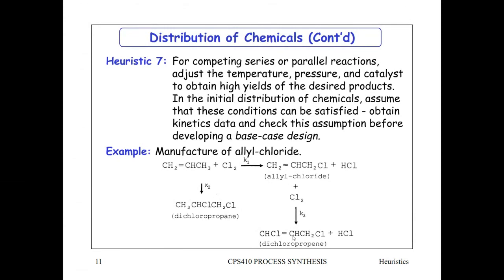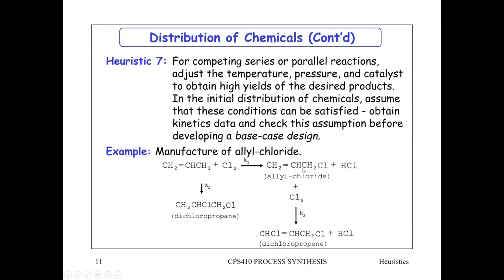But now in your process, you've got to recycle and you don't have quite the same initial distribution of chemicals. In other words, the feed composition is different in your base case design. Then you're going to get different results, and it may not be that these Ks are still valid. That's why they say, assume that these conditions can be satisfied. In other words, this new composition of chemicals coming into the reaction: obtain kinetics data and check this assumption before developing a base case design.